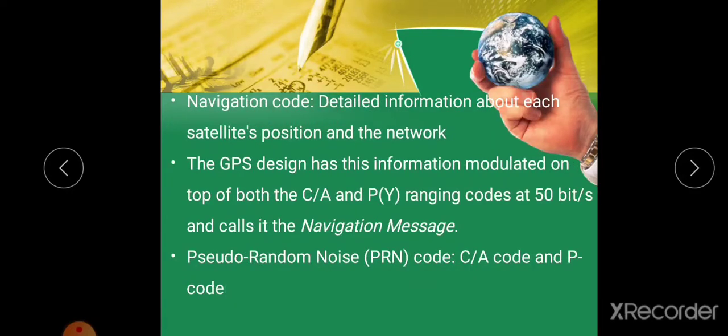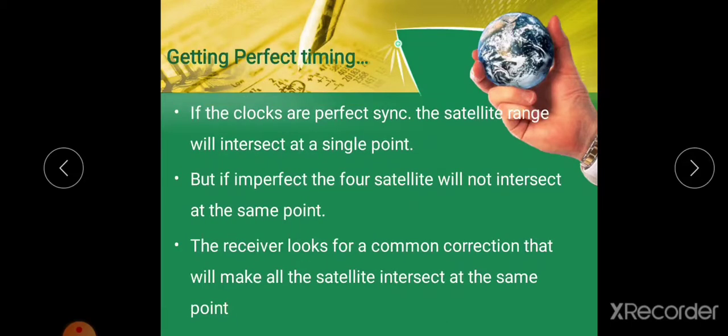Next is the navigation code. The detailed information about each satellite's position and the network is carried using the navigation code. The GPS design has this information modulated on top of both the CA and P ranging codes at 50 bits per second, and calls it the navigation message. And the pseudo random noise or PRN code, that is the CA code and P code, is known as the PRN code. So these are different types of code.